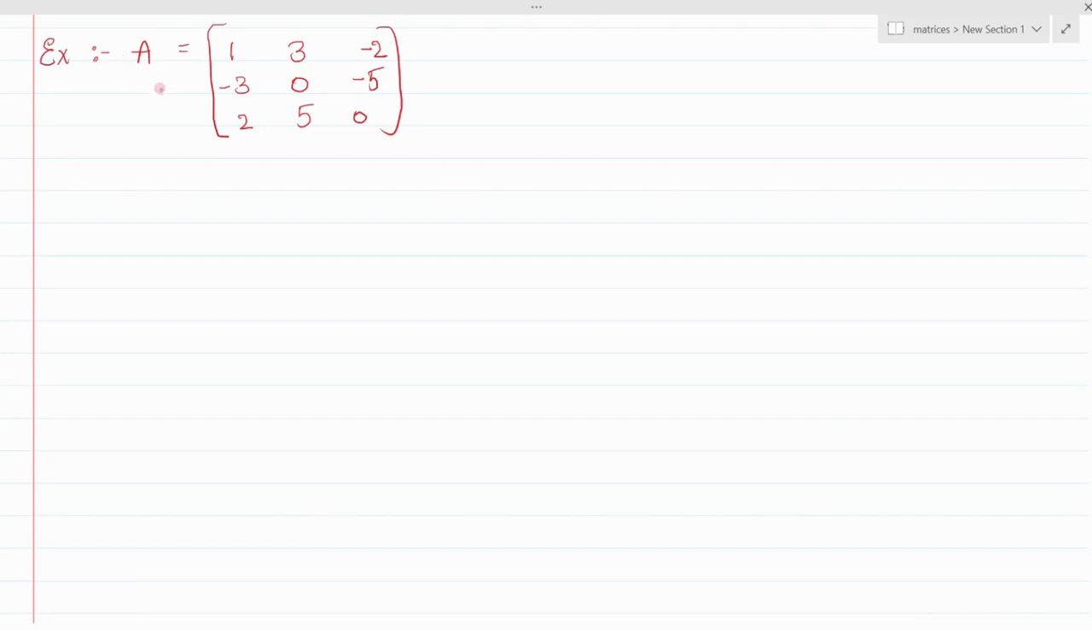In this example, we're going to discuss how to find the inverse of a matrix of order 3 cross 3 by using elementary transformation. So here matrix A is given, of order 3 cross 3. First, to find the inverse, we need to find the determinant. So how to find its determinant?